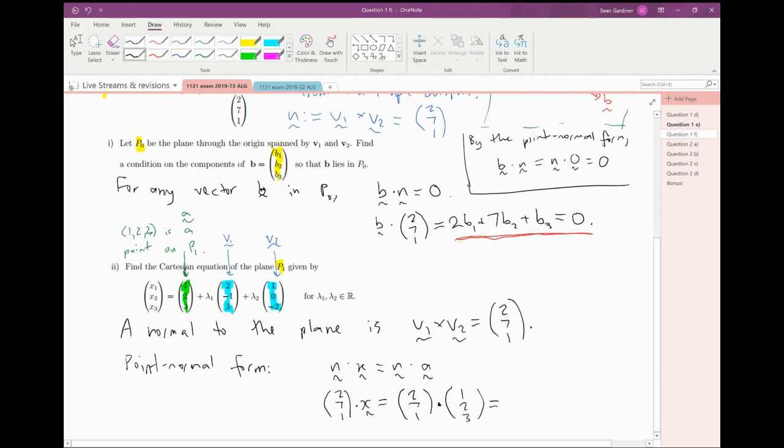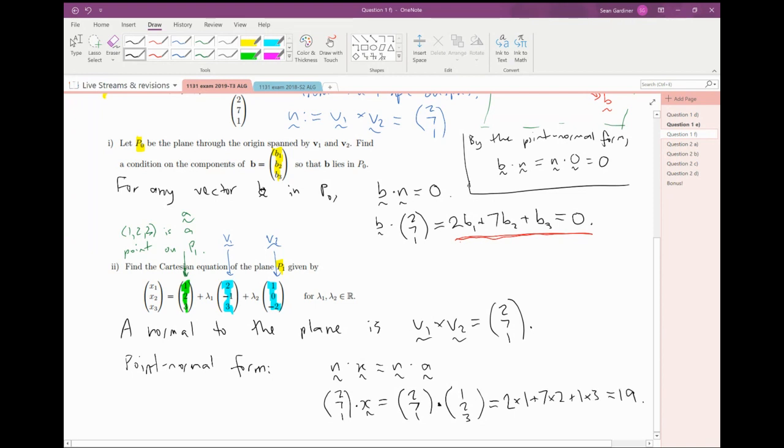Can someone in the chat calculate that for me? What that right hand side will be? I'm not very good at mental math. Yes, Alec, thanks. 19. Yes, thank you, Alec. So it's 19. Just in case you're a bit rusty, don't forget this is 2 times 1 plus 7 times 2 plus 1 times 3. But yes, that's 19.